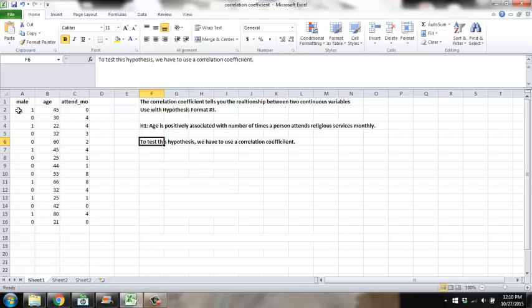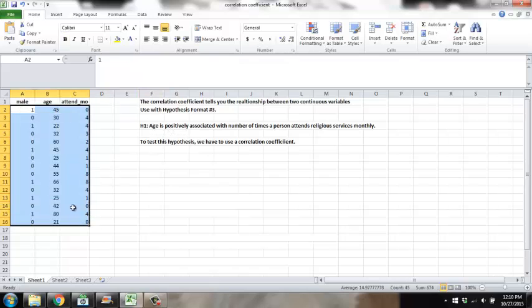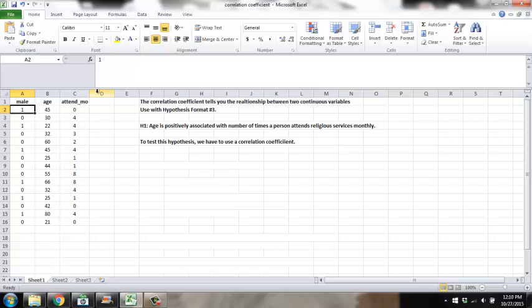And so I have data here on 15 people. I have whether or not they're male, their age, and how many times they attended religious services in the last month. So this first person is a man, 45 years old, and attended no times. Next person is a female, 30 years old, she attended 4 times, etc. All 15 observations. So how do we use Excel to get a correlation coefficient? And once we get it, how do we use it to answer our hypothesis?